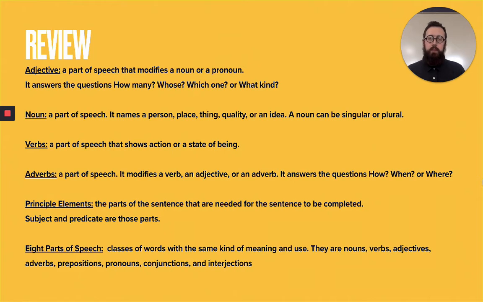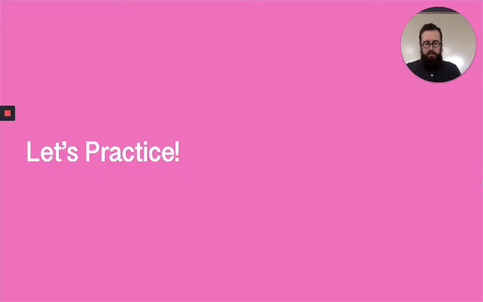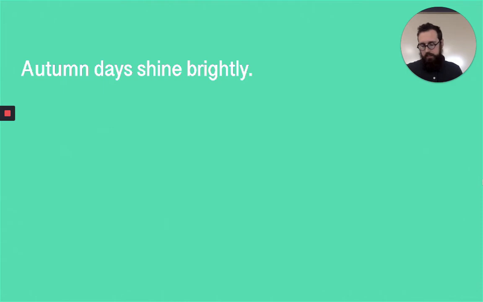And then we have principal elements. Those are parts of the sentence that are needed for a sentence to be completed. The subject and predicate are those parts. And then there are 8 parts of speech. Those are classes of words with the same kind of meaning and use. They are nouns, verbs, adjectives, adverbs, prepositions, pronouns, conjunctions, and interjections. So let's go ahead and get started and practice some.